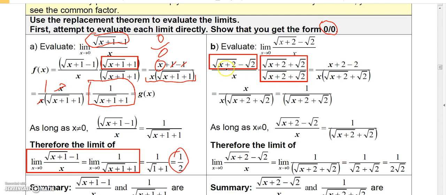Now, when you multiply the two numerators together, you're going to square the square root of x plus 2, and you'll just get this x plus 2 right here. And then you're going to have minus, and you're going to square the square root, so you'll have minus 2. And then all you have to do is cancel the 2's, because 2 minus 2 is 0. And then on bottom, I just show that I have x times this expression. Remember, don't distribute the x, just leave it like this.